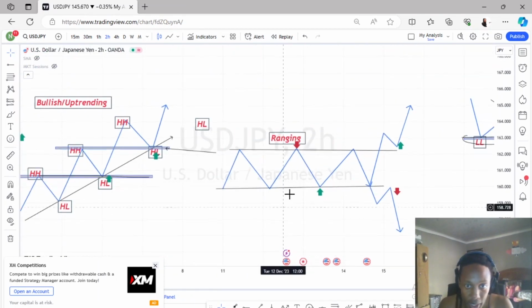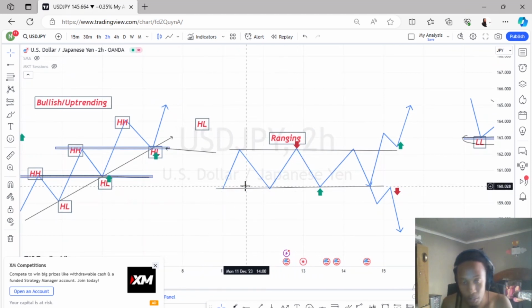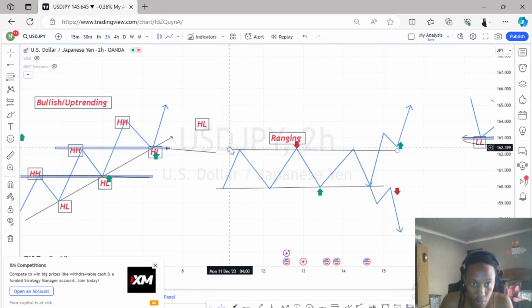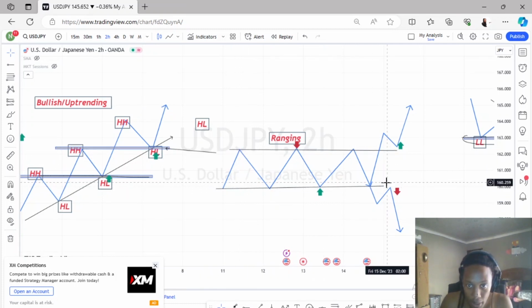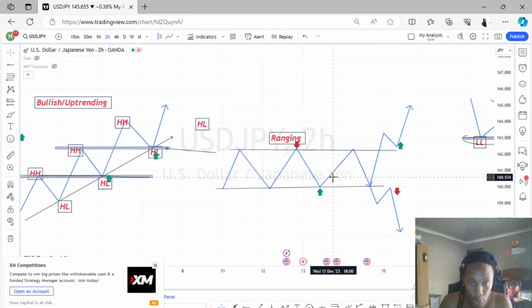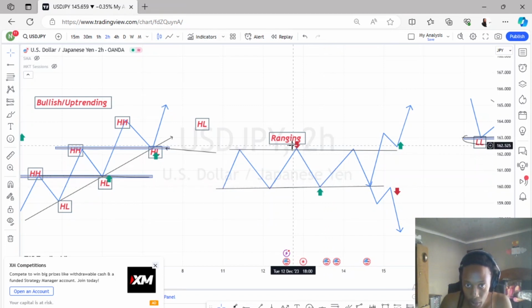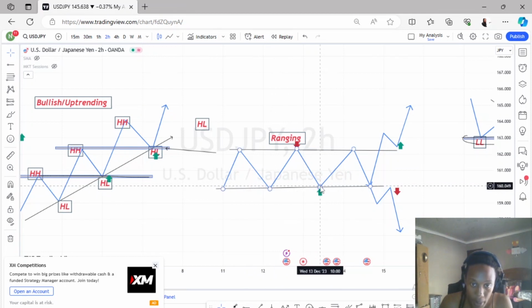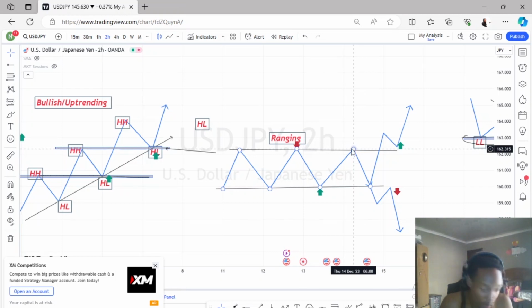So in a ranging market, the market is moving between two parallel lines. It's failing to break these two parallel lines, it's moving in between, whereby you can capitalize by buying low or selling high, buying between the lows and the highs, right? So you can buy when it comes to the lower part of the parallel lines. You can also sell when it comes back to the higher side of the parallel lines.